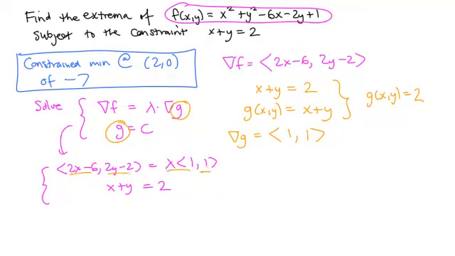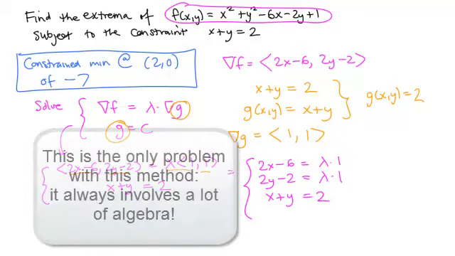So if we were to write out what these components are, the x component would be 2x minus 6 is equal to lambda times the x component on the right-hand side, which is 1. We'll take the y component on the left-hand side, that's 2y minus 2, and that should equal lambda times the y component on the right-hand side, which is 1. And then we have the constraint equation x plus y equals 2. Three equations in three unknowns, x, y, and lambda.